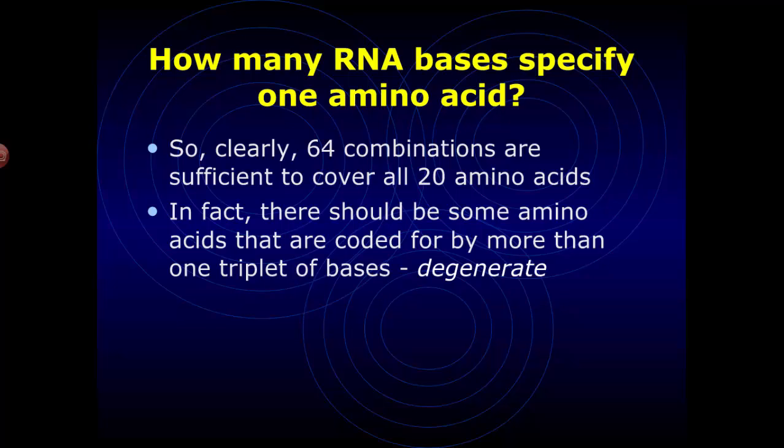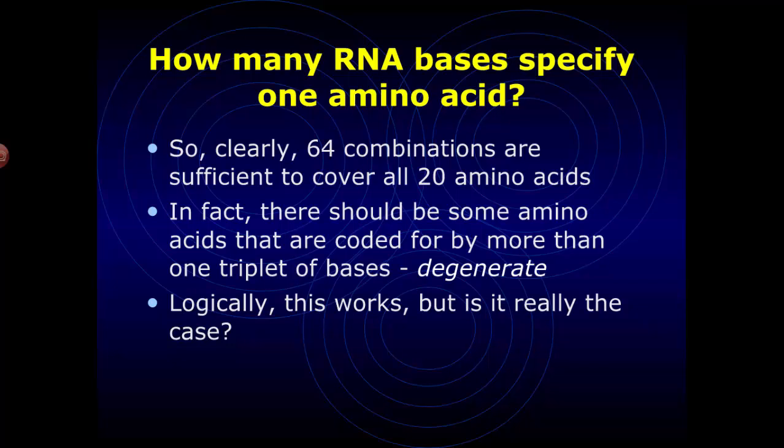If something happens to your transcript and a letter is switched, and it's the wrong letter, you might be okay, because that new 3-letter combination might still code for the same amino acid. We call that a degenerate code. Multiple 3-letter codons coding for the same amino acid. That means it's a degenerate code.